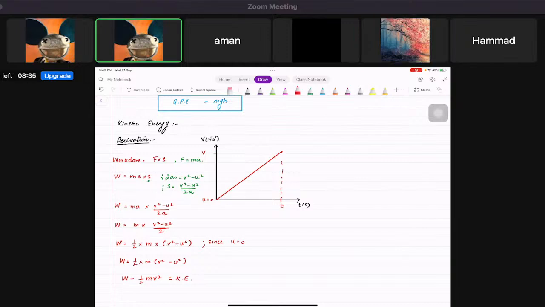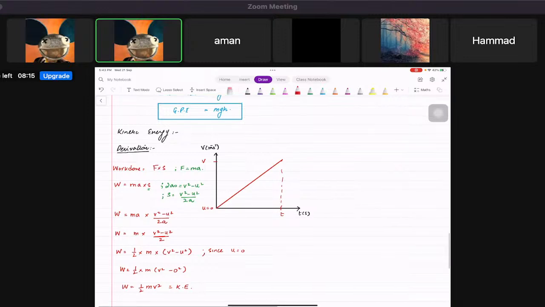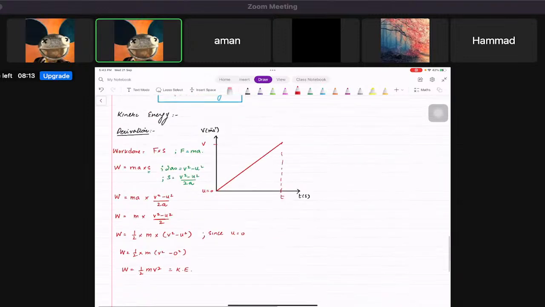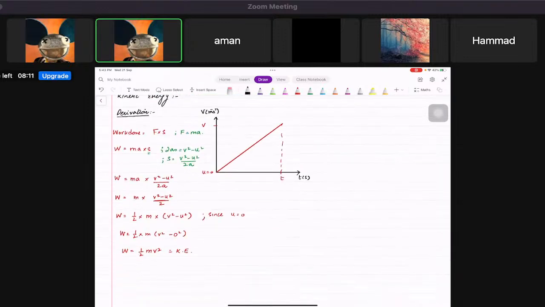Okay. Now we know the formulas and everything. So let's try and do a question related to this. You guys have written this, right? In about 10 minutes when the meeting ends, please rejoin, okay?